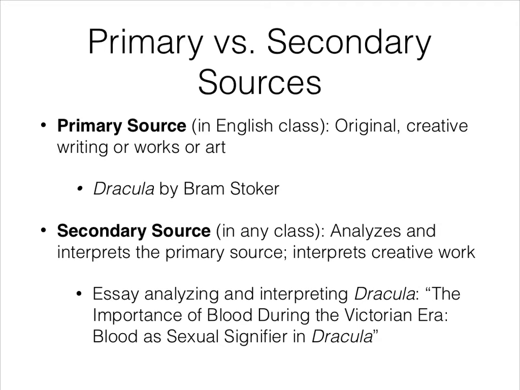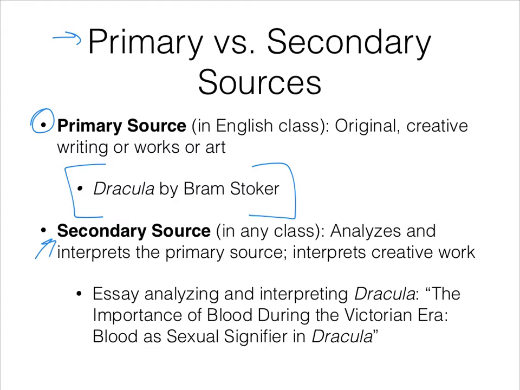So in order to understand what a secondary source is, we first have to know what a primary source is. A primary source, at least for our discussions in English class, is an original creative writing or a work of art of some kind. In our case, we're going to be using Dracula by Bram Stoker, but we could also be using a poem, or a short story, a piece of artwork, anything that would be the original work.